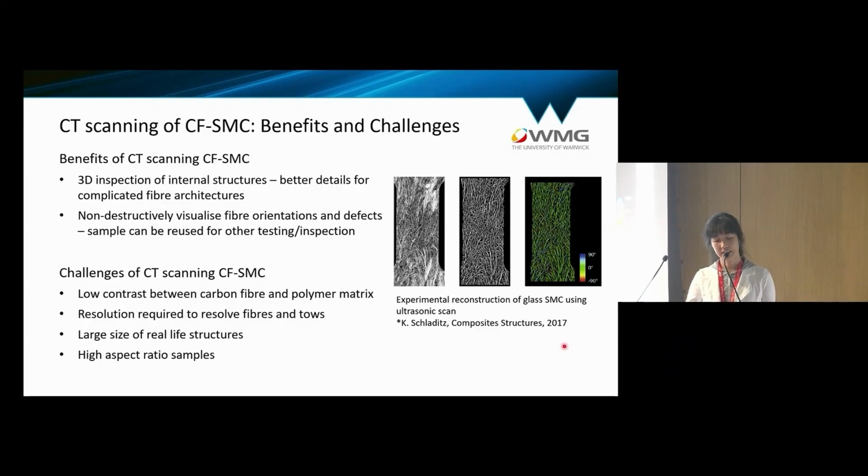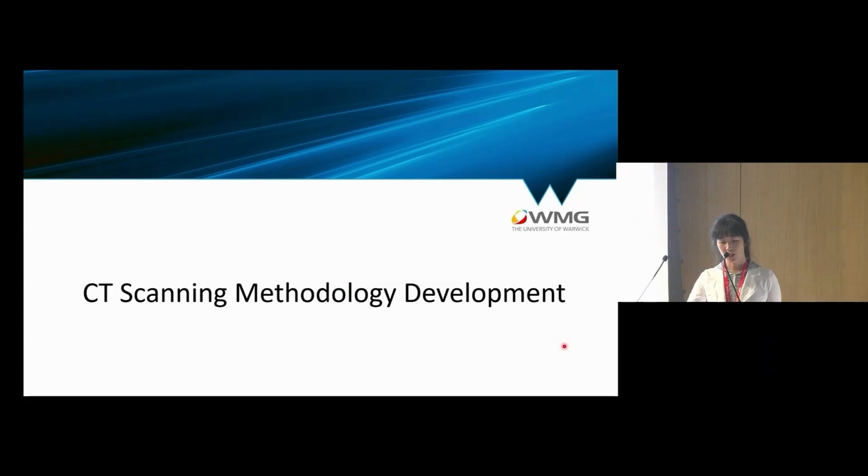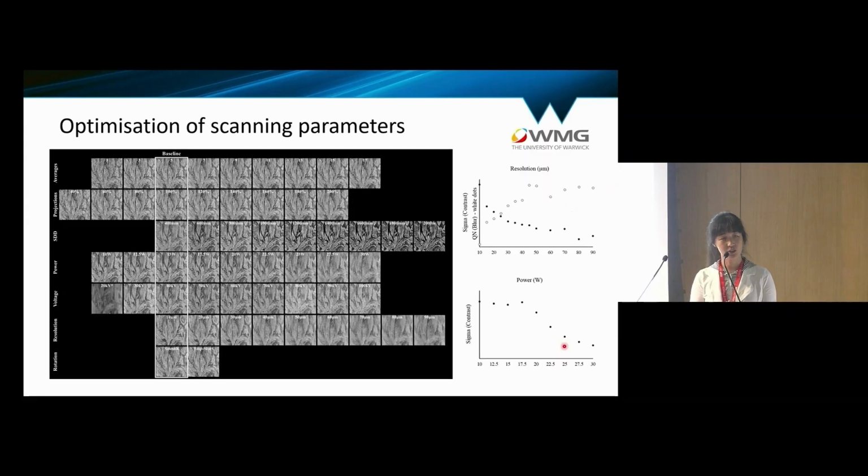And finally, the high aspect ratio of samples, because with this kind of material, we usually make shell or plate-like structure that's very thin in thickness. So my colleagues who are specializing in CT scanning, they did some parametric study to establish what's the optimum parameters you should use in order to get a reasonably good quality scan for a reasonably large size sample.